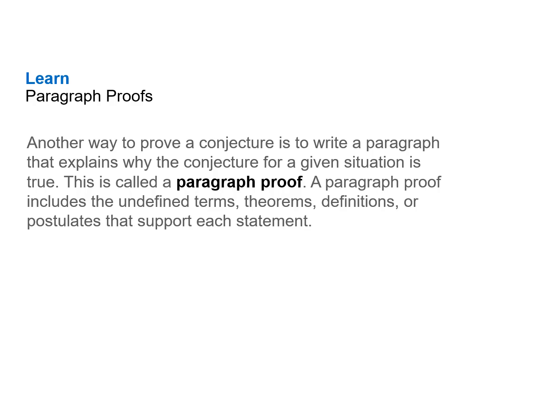Last one, paragraph proofs. Another way to prove a conjecture is to write a paragraph proof that explains why the conjecture for a given situation is true. This is called a paragraph proof. A paragraph proof includes the undefined terms, theorems, definitions, or postulates that support each statement.